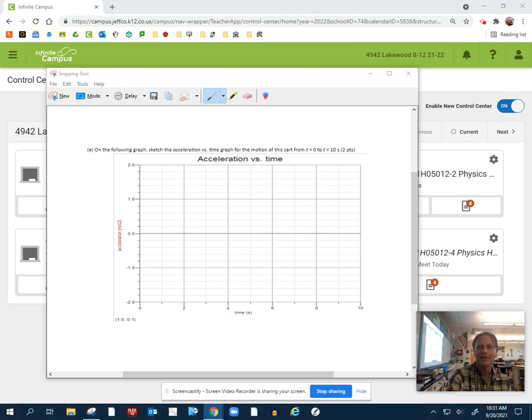Once you've done that, you'll have a series of questions using derivatives, which are basically slopes, and also integrals, which are basically areas under the curve, to figure out things like acceleration and displacement from these velocity-time graphs down here. You'll do that in your journal, you'll upload that, and you'll be done.